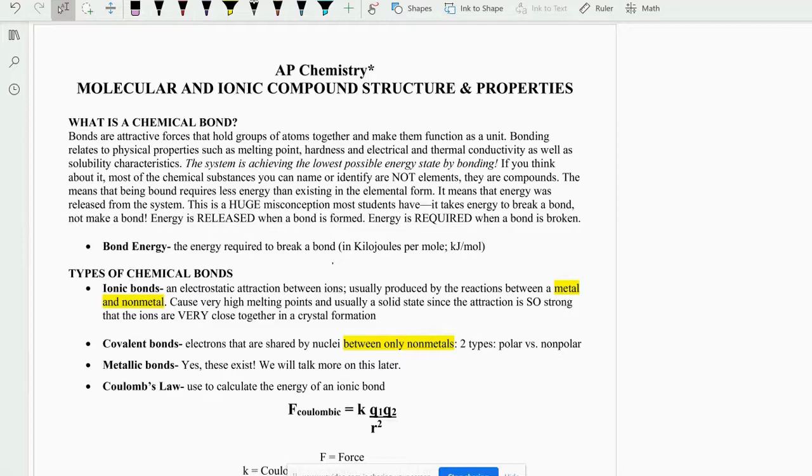Welcome. This is Miss Wiesen, and this is the first podcast of Unit 2. In Unit 2, we're going to learn about molecular and ionic compounds. More specifically, we're going to focus in on their structure and properties. So let's go ahead and label our Unit 2 notes at the top.